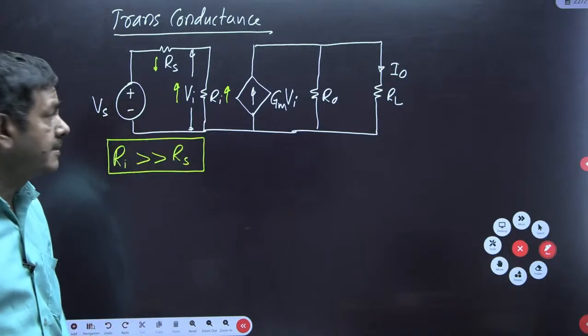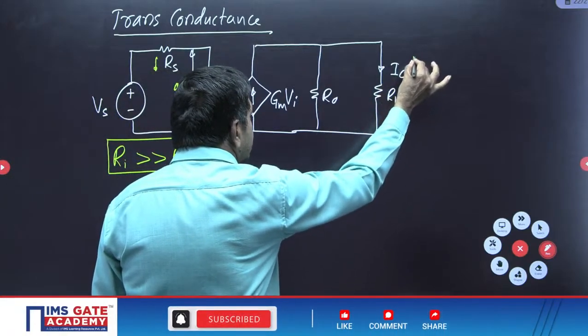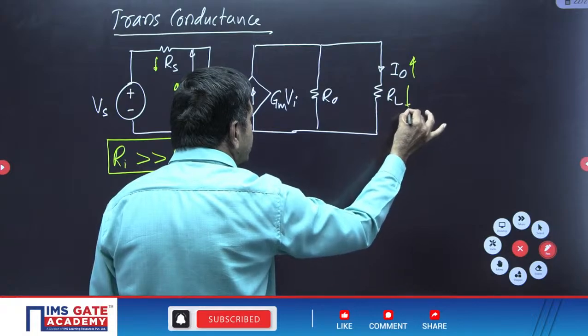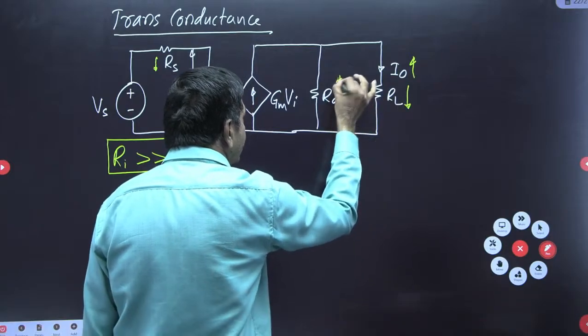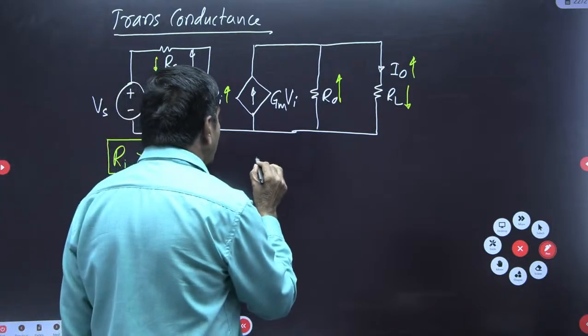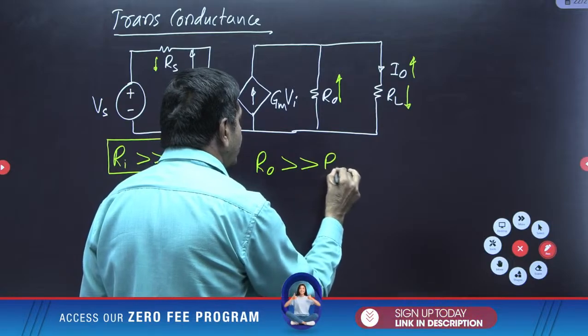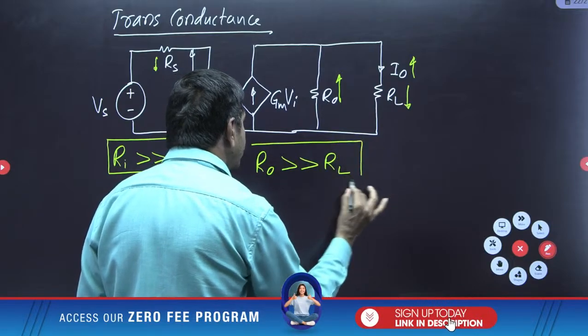Repeated in the gates. And here, more current must be required in the Norton's. Current required more means RL must be a smaller value, R0 must be a higher value. Very simple. And R0 is far greater than the RL value required. These 2 points are very, very important.